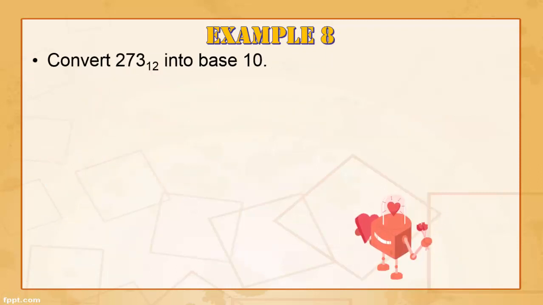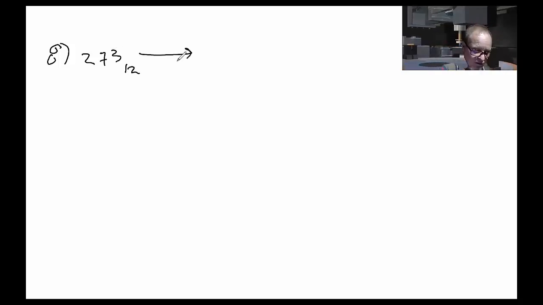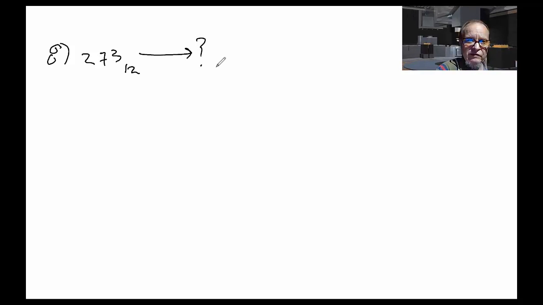In example number 8, we're asked to convert 273 base 12 into base 10. Now in this example, I'm not going to show how it would be done in blocks, because after a certain point, blocks become impractical. So the only way to really do this properly is to use a table. So I will show you how to look at this example using a table on the whiteboard. Here we're going to take 273 base 12 and convert it into our base 10.